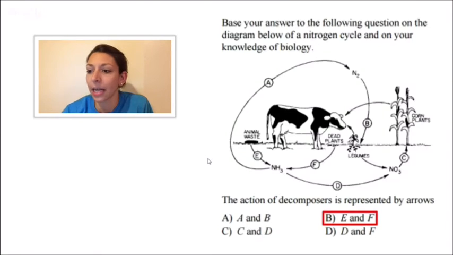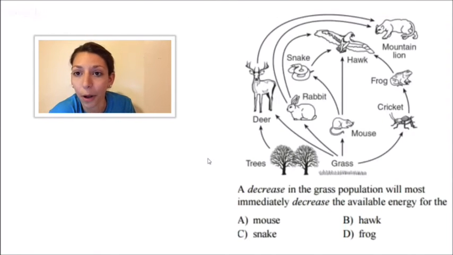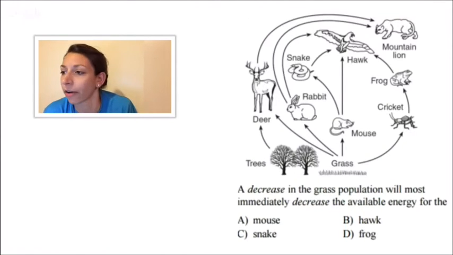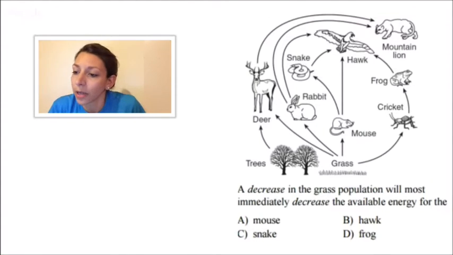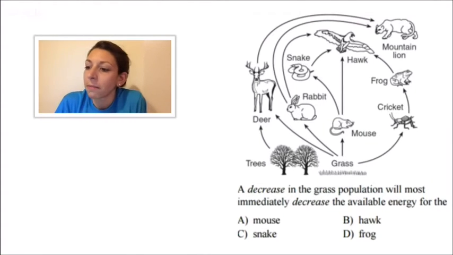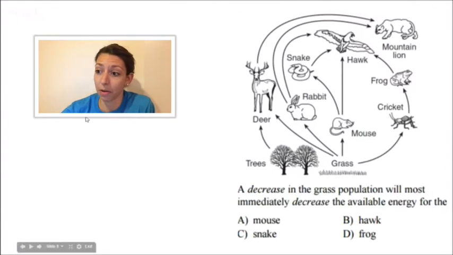All right, here's another food web or flow of energy diagram. Remember, food webs have lots of different interconnected pathways, and food chains just have one pathway. So that's how you can tell the difference. Sometimes it'll ask you if it's a food web or food chain. Food web, lots of different pathways. Food chain, just one. So here we go. A decrease in the grass population will most immediately decrease the available energy for, again, without looking at the answers, let's see what we got over here. If grass went down, it would affect directly the mice, probably, because the mice are just eating the grass.